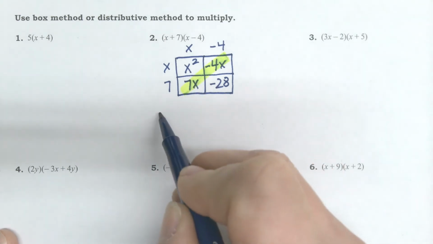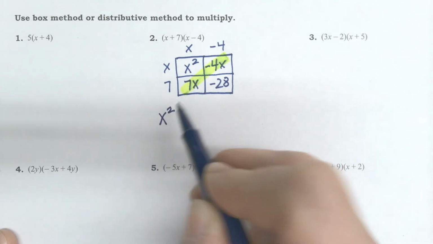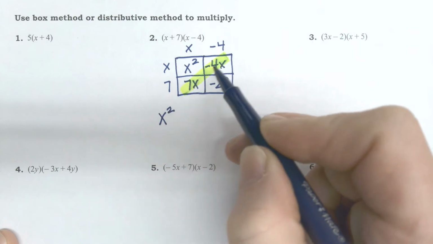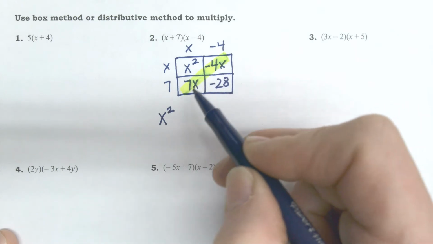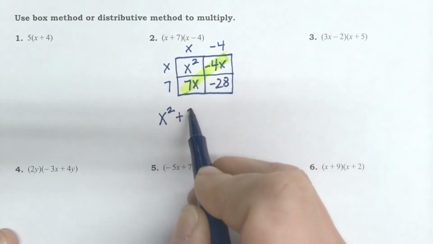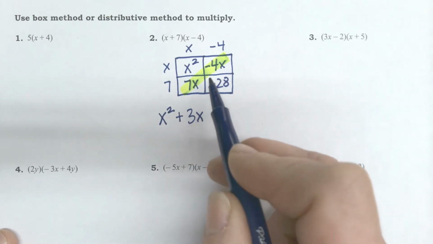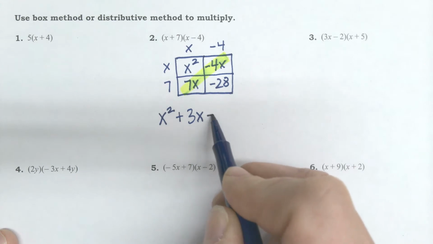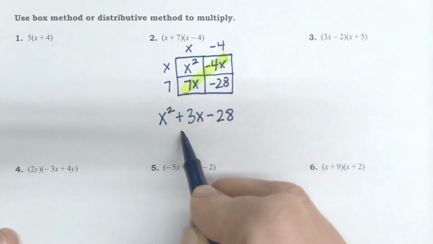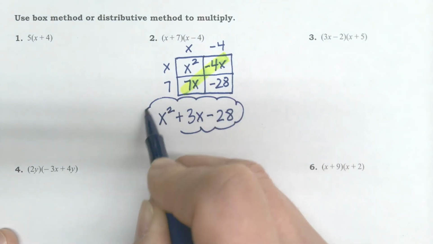So I'll start with the highest power, x squared. Then I'll combine 7x plus negative 4x. That gives me positive 3x. And then plus negative 28, which I write as minus 28. And there's my final answer.